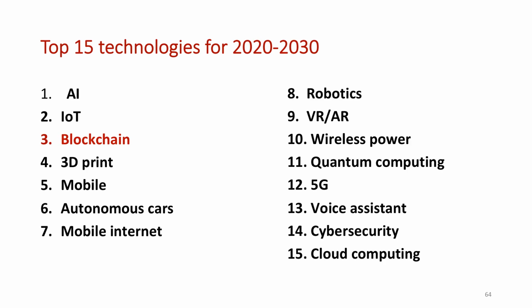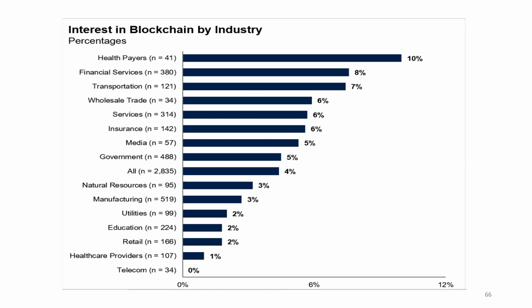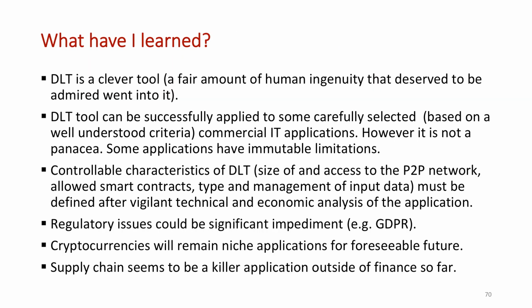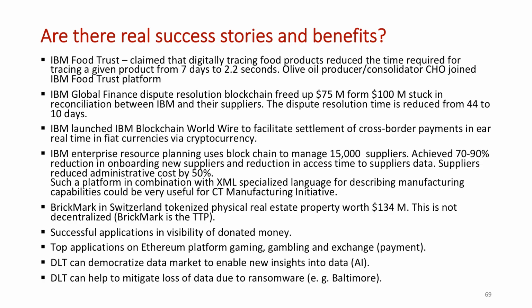So, top 15 technologies. The blockchain, according to some people, is number 3 on the list. Somebody said those are the things that are going to be big things in the next 20 years. I'm going to skip all these, and just show real success stories. So IBM Food Trust, just one example on the top. Tracing a given product in a normal supply chain was 7 days. IBM claimed that they reduced it to 2.2 seconds in supply chains. And there are other examples of this application.